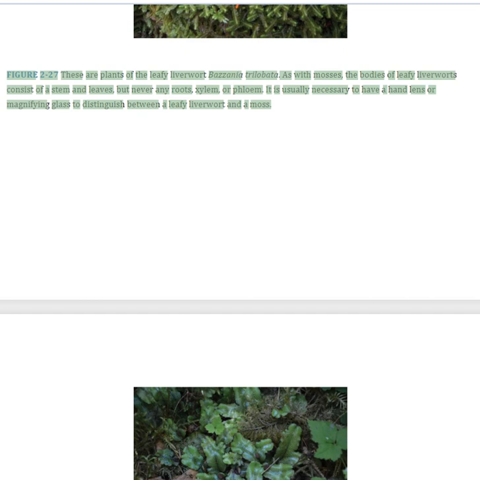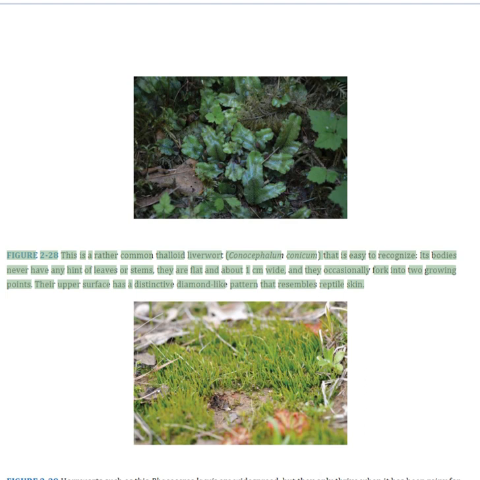Figure 227 These are plants of the leafy liverwort Bazzania trilobata. As with mosses, the bodies of leafy liverworts consist of a stem and leaves, but never any roots, xylem, or phloem. It is usually necessary to have a hand lens or magnifying glass to distinguish between a leafy liverwort and a moss.